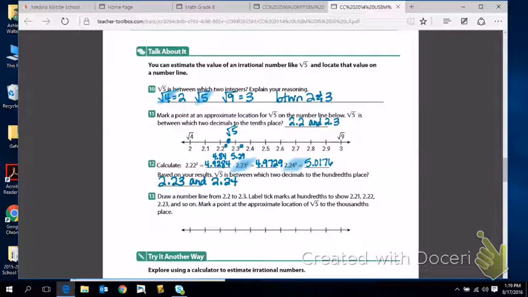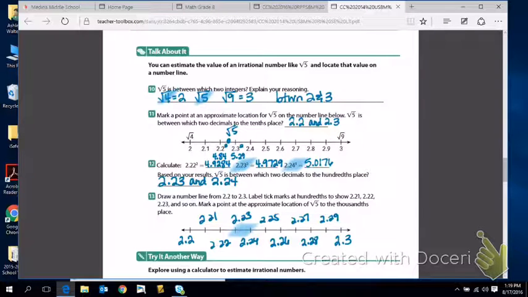We then want to draw a number line from 2.2 to 2.3. Label tick marks at hundredths to show 2.21, 2.22, 2.23, and so on. And then mark a point at the approximate location of the square root of 5 to the thousandths place. We know that on the number line we have now isolated the square root of 5 to be between 2.23 and 2.24. If we want to take that out to the thousandths place, we could say, I'm sorry, 2.231 squared, and that gives us 4.977361.